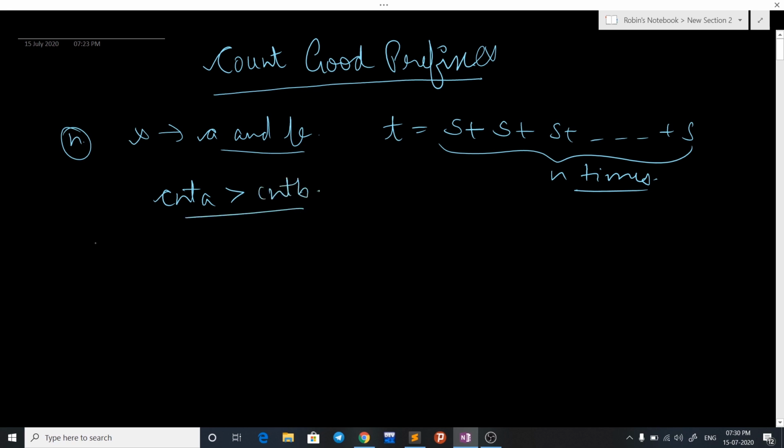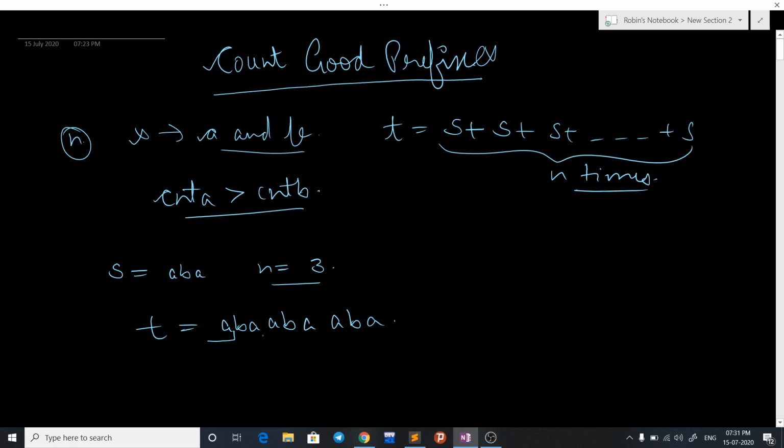Let's see this with an example. So let's say we are given s equals to a, b and a, and we are given n equals to, let's say, 3. So we can form t using s and n. Like if we take s one time, we'll get t as this, and then if we take s two times, then we'll get t as follows, and this with 3 times. Now we have to count the number of prefixes such that count of a is greater than count of b. So let's see all the prefixes here.